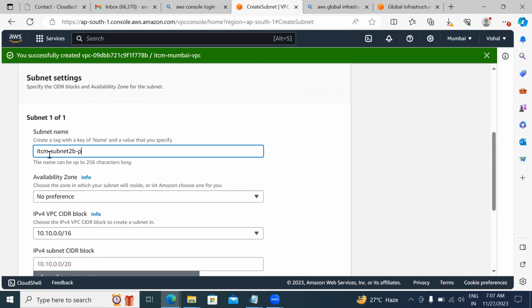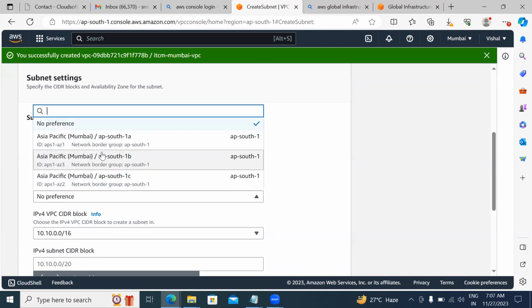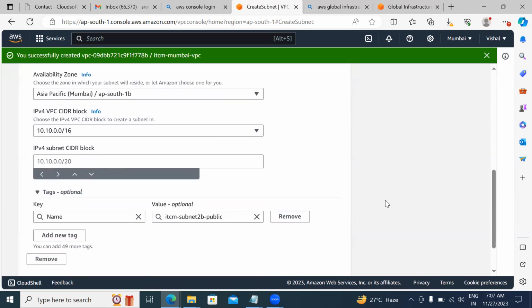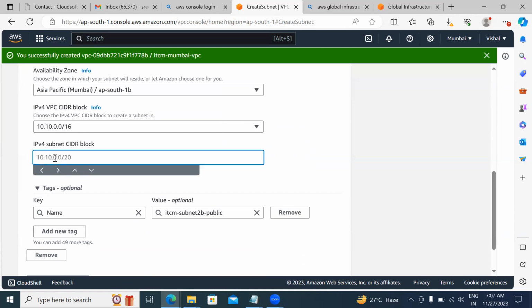I think we gave private. Now I'll use public. I'll choose 1B only. 3 is already given, right? Yes. 4 I'm going to use.